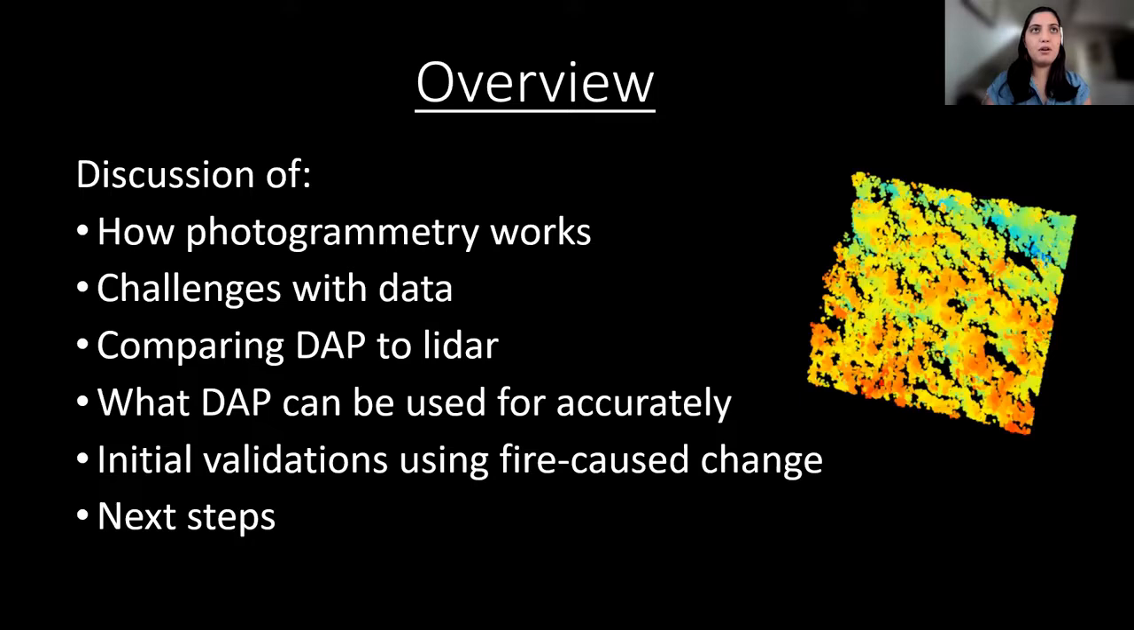And so before I go into everything, I'll give you a little bit of a roadmap for this talk. What I'm going to talk about is first give you a little bit of an overview of how photogrammetry works, talk about the challenges that there are with this type of data. I'm going to compare DAP to lidar as truth because our lab primarily works with lidar and we're confident in its accuracy, so we're using it as truth.